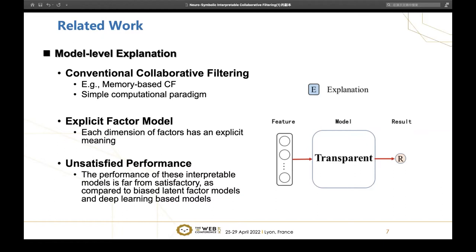Conventional collaborative filtering methods like memory-based and model-based collaborative filtering have explainability because of their simple computational paradigm. The explicit factor model is transparent as well, for it is a one-layered factor model, and each dimension of factors has an explicit meaning. However, the performance of these interpretable models is far from satisfactory as compared to biased latent factor models and deep learning based models.